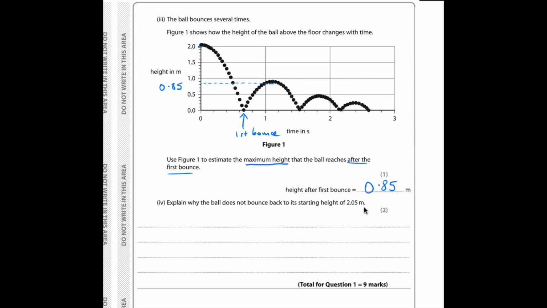Part 4. Explain why the ball does not bounce back to its starting height of 2.05 metres. Right, well, as the ball hits the floor, it's going to lose energy as sound and heat to the surroundings. I would always be saying those 3 things, even though it's only worth 2 marks.